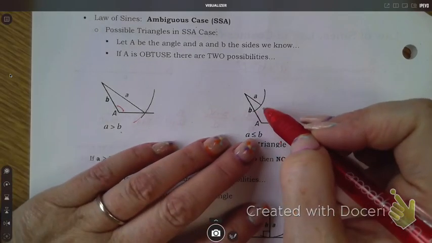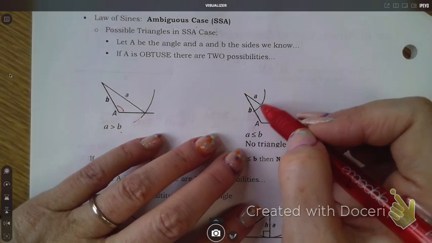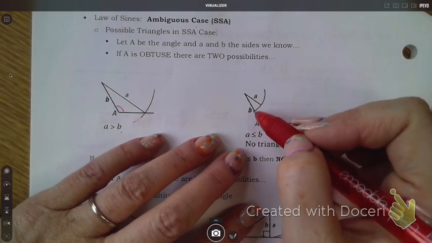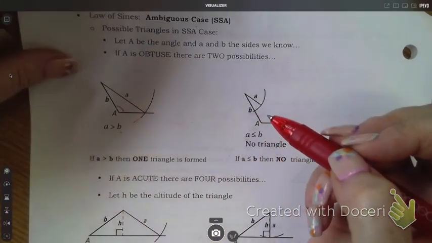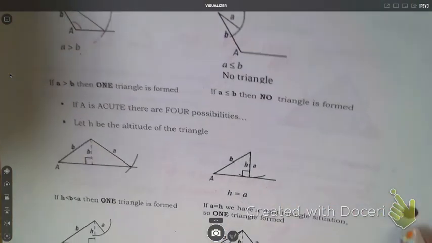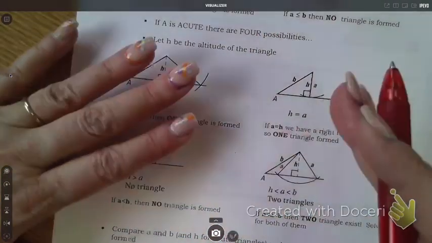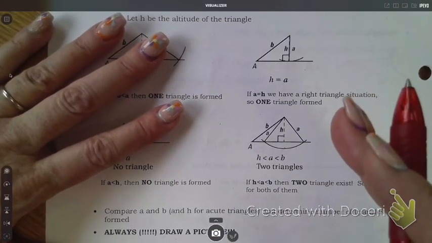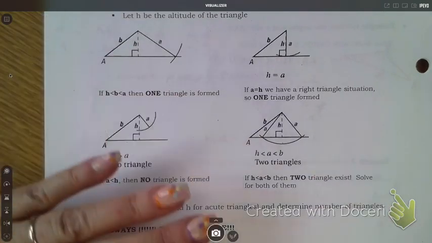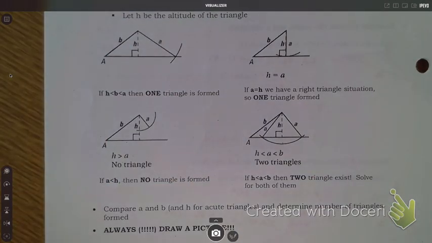But if I drew it down and I don't hit at all, then I have what? No triangles. Sometimes we don't have a triangle. I'm not going to go over if this is bigger, if this is smaller. I just want you to look at the pictures. Because until you do this a lot, if I try to explain use it if here, and use it if here, and use it if here, you forget what the ifs are and you don't look.